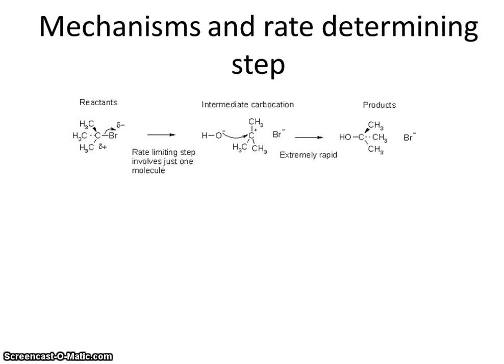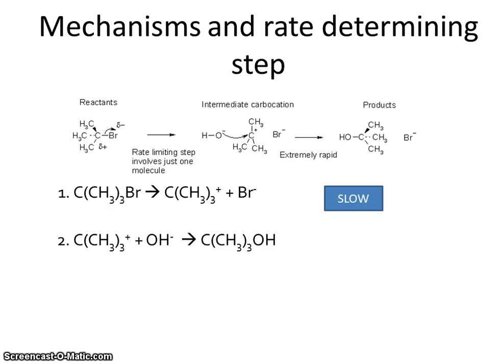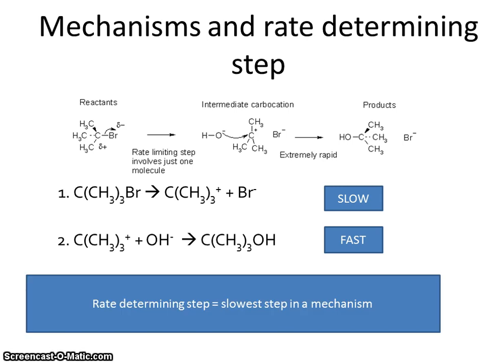So here's a way of representing the mechanism for this reaction. The first step, involving the breaking of that carbon-bromine bond, is slow. The second step is fast. So the second step is much faster than the first, which means that the first is known as the rate determining step. It's the slowest step in a mechanism, and it's the rate of that step that determines the overall rate of the reaction, hence the word rate determining step.